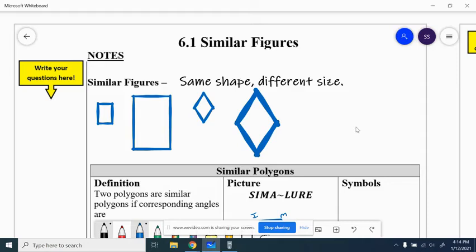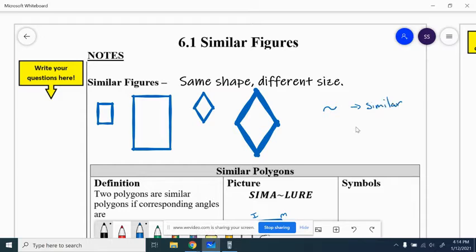Okay, this is Geometry 6.1, similar figures. Two figures are similar if they have the same shape but different size. I've got a couple examples here, and let's also go over the symbol. The squiggly line is the symbol for similar.